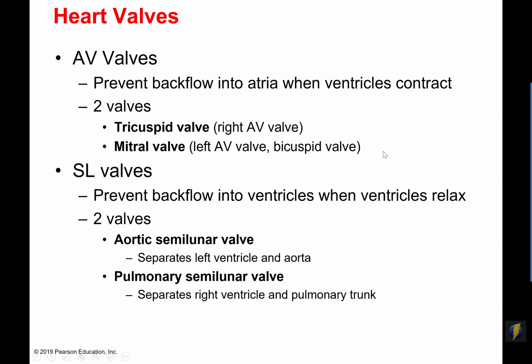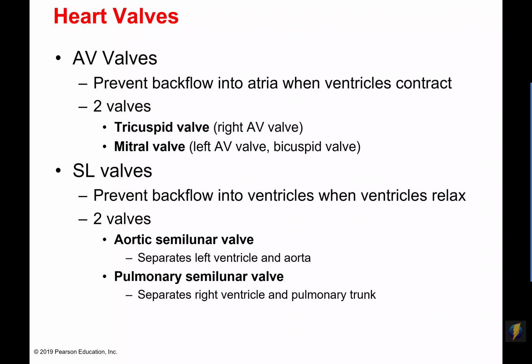So the AV valves, since they connect the atria and the ventricles, will prevent the backflow of blood into the atria when the ventricles contract, right? The ventricles are going to contract, going to increase the pressure in the ventricles, and if the valves weren't there, kind of shut like a door, then the blood would flow backwards into the atria, and we don't want that to happen.